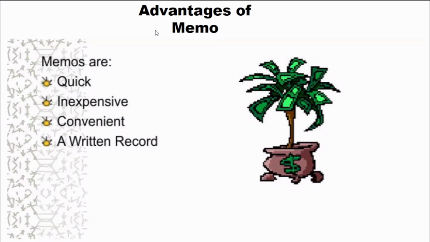Till now we have only written records of memos, right? So we don't know what will happen in future because we can't tell about that. However, it's a written record. So these are memorandums, right? So it's very quick, inexpensive, convenient, and a written record.